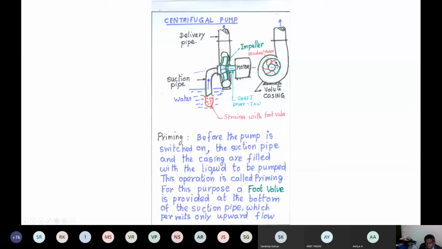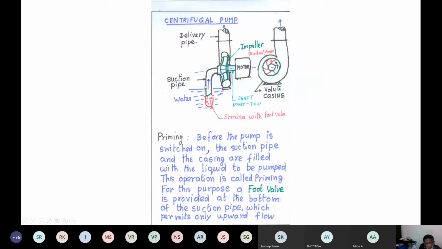The fluid from the impeller will go out as the impeller is rotated and finally is collected in the casing, and it goes out. So you have the suction pipe and the delivery pipe. At the bottom of the suction pipe, you have a strainer with foot valve, some filter, and a valve. The red line here symbolically indicates a flap. So it can fall down and close, or it can lift up and allow water to go up.